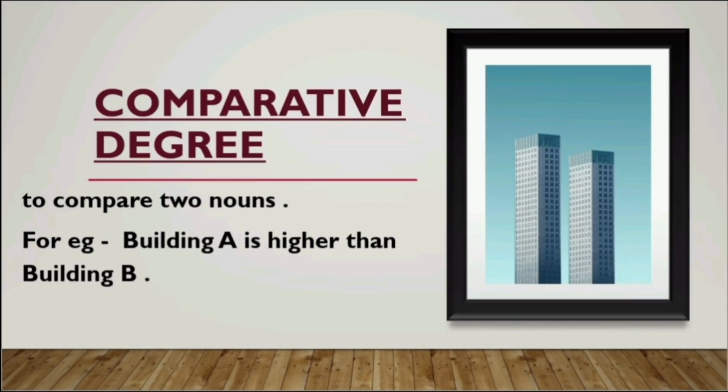The second degree of comparison is comparative degree. So a comparative degree of adjective compares two nouns. When we compare two nouns, we use comparative degree. You can see in this picture there are two buildings and building A is higher than building B. So there is a slight change in the usage of the word high that we had witnessed in the positive degree, right? Higher is the comparative degree for high used to denote two nouns.